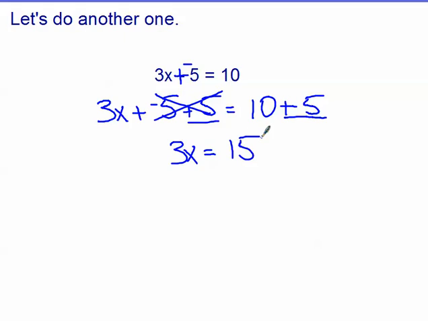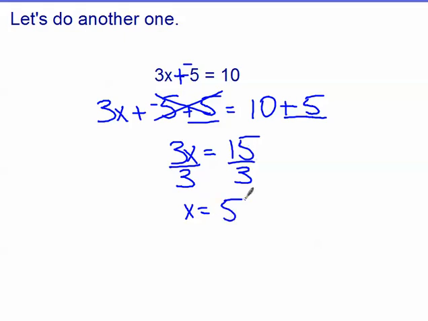Now again, it says I've got 3 x's, but I don't want to know about 3 x's. I want to know about only one of them. So I divide by 3, and if I divide one side by 3, I must divide the other by 3 as well, and you end up with x equaling 15 divided by 3 is 5.